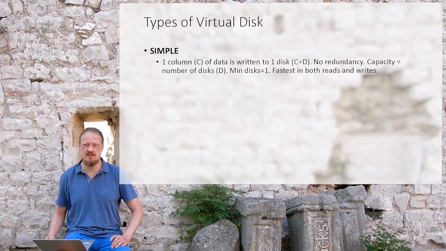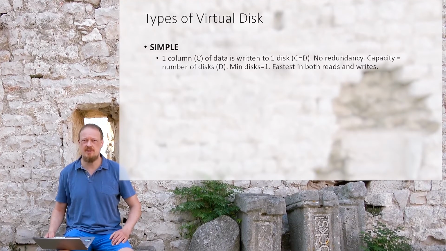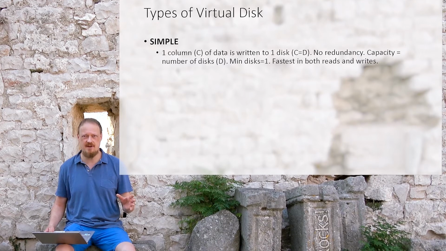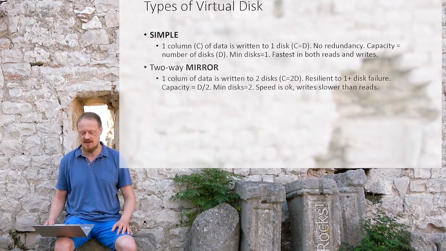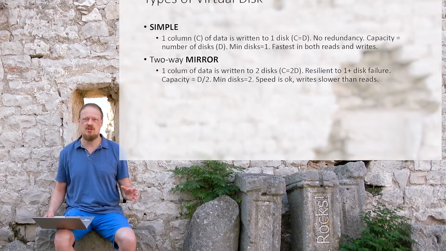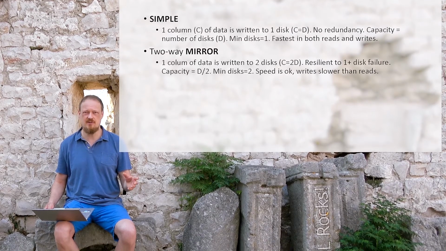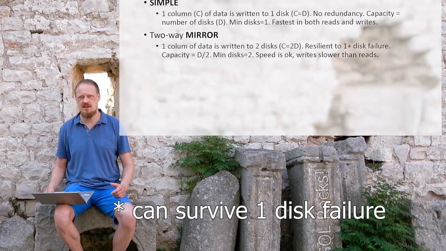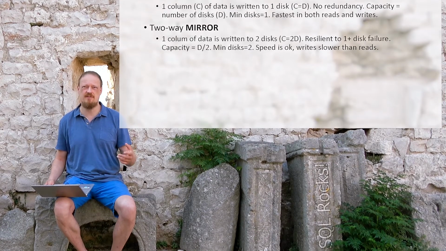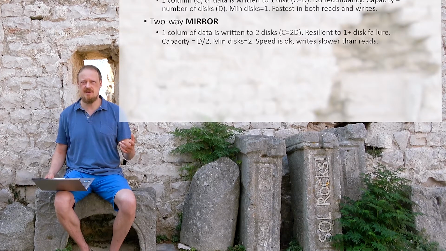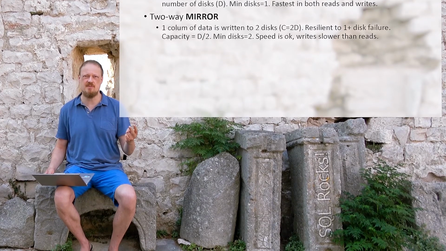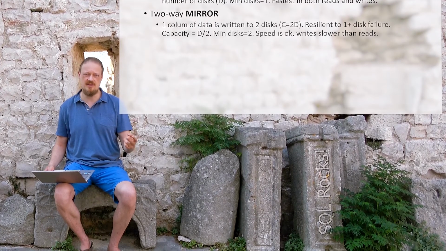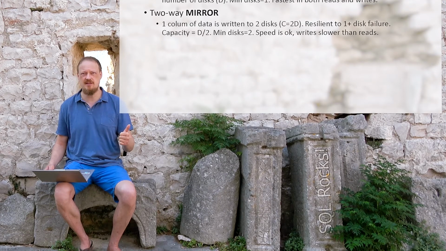Types of virtual disks are simple, without any resiliency, but that is the fastest in both reading and writing. We have two-way mirror, which has a resiliency of one disk failure guaranteed, but it can even survive more than one disk failure if you are lucky. But if two disks die from the same mirroring pair, you will lose the data. So only one disk loss is guaranteed, but if you're lucky, you can survive more.